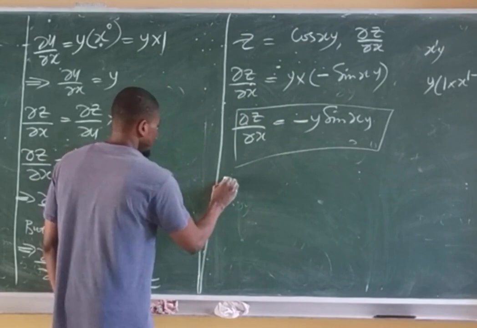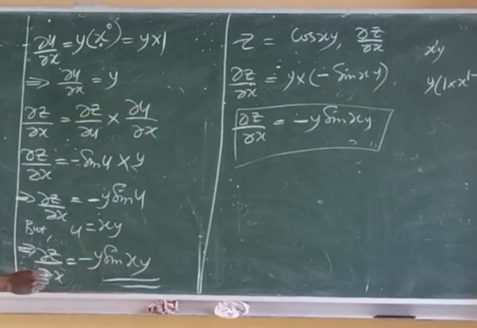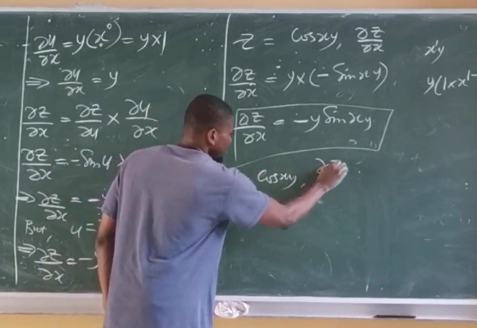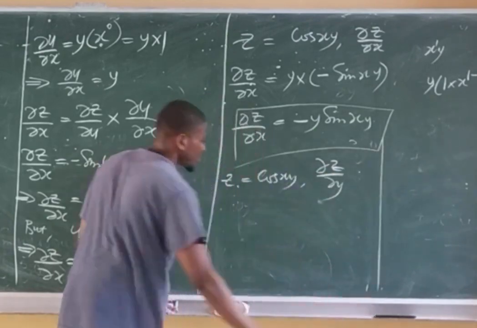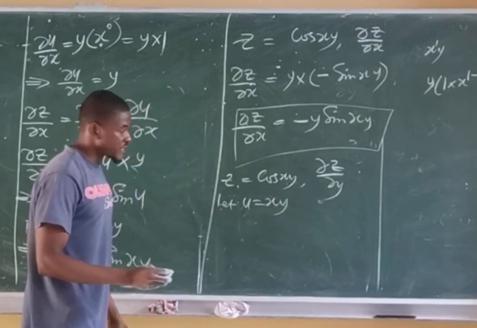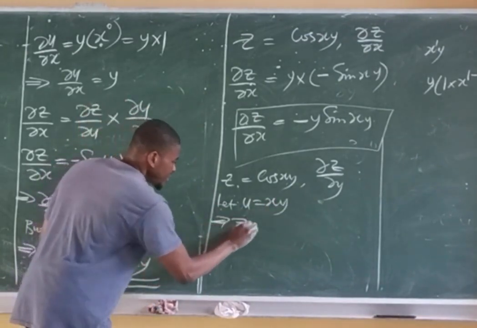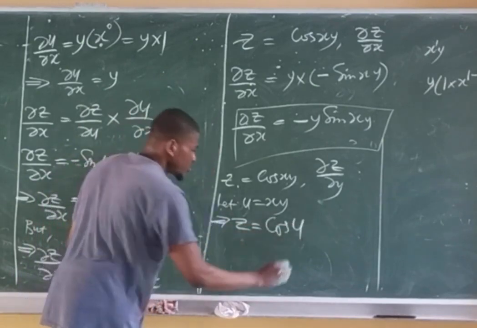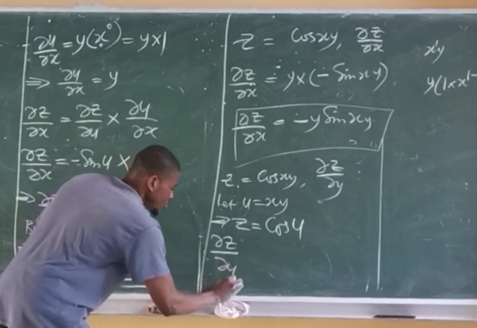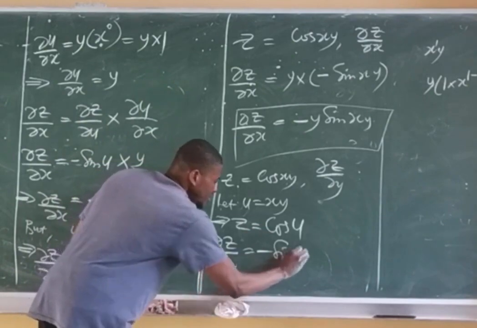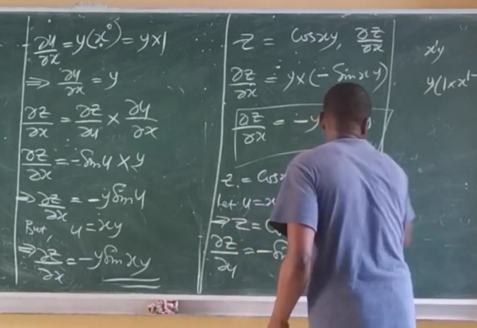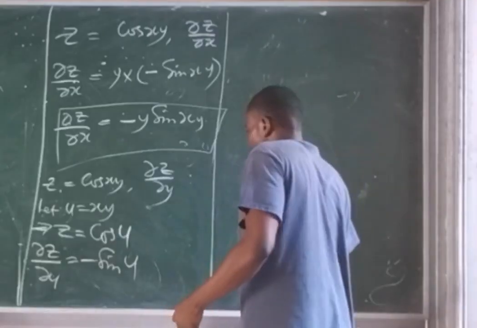The second one says we should find partial z, partial y. Okay, so we have z equal to cos xy, and we are to find partial z, partial y. See the same thing. Let u be equal to xy. If u is xy, it means now that z is actually cos u. So z is now a function of u. Therefore, the partial derivative of z with respect to u is going to give us minus sine u.